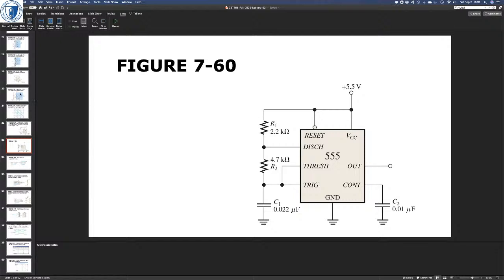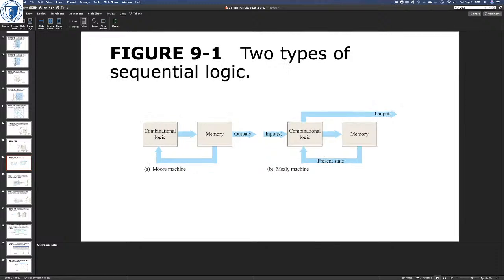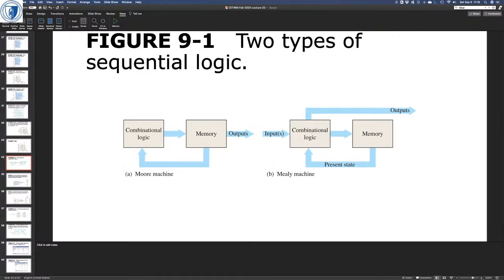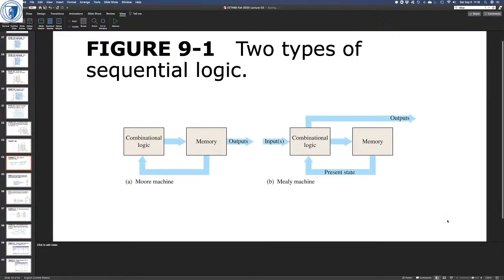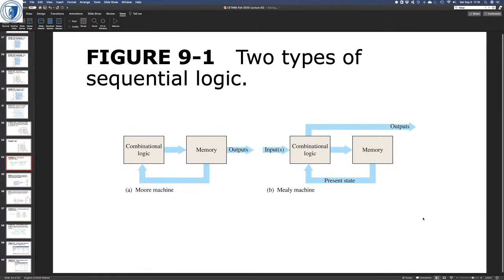So, I just want to skip a little bit ahead. I do want to go back and talk about the timer stuff, but I just want to quickly talk about this first. So when you've got a circuit or a system that needs sequential logic, there's two ways that people think about it.